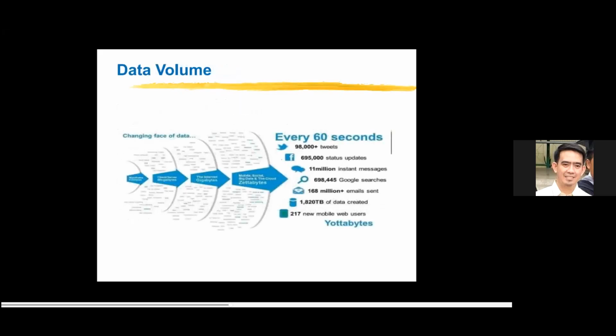Now, when we talk about data volume, these particular illustrations already describe the changing phase of data. So, from before, we were gathering megabytes of data. Now we are gathering zettabytes of data because in every 60 seconds, there are 98,000 tweets, 695,000 status updates, 11 million IMs, and 698,000 Google searches, etc., which leads to the gathering of voluminous data, or what we call big data, for these big organizations that we are actually mentioning.